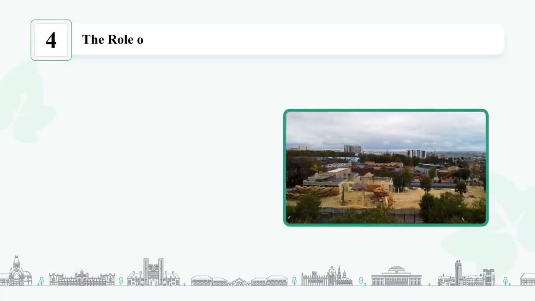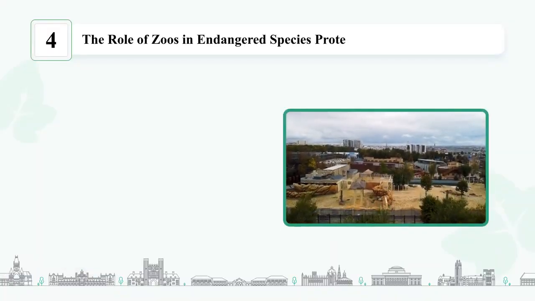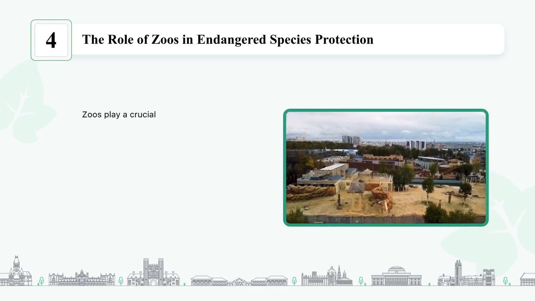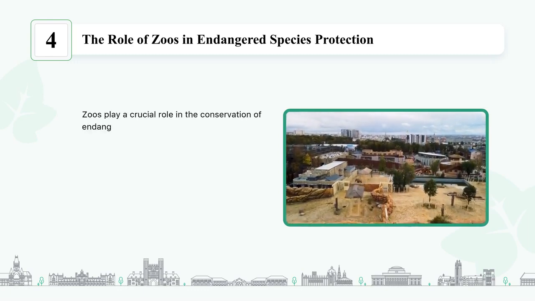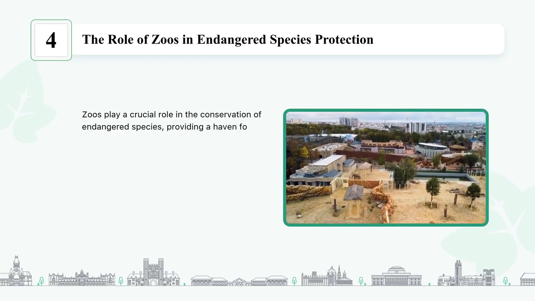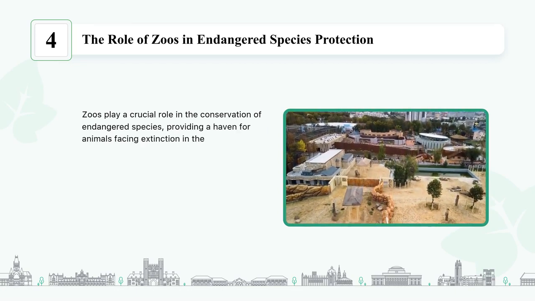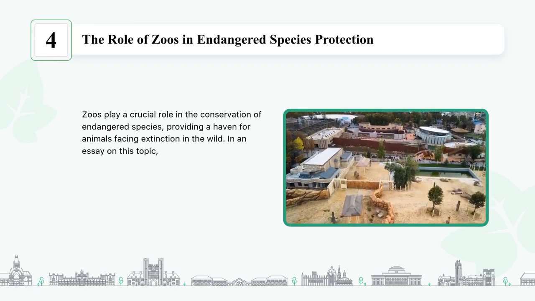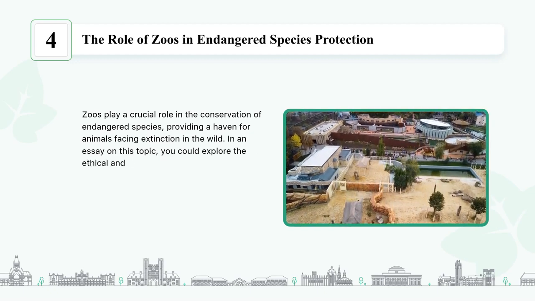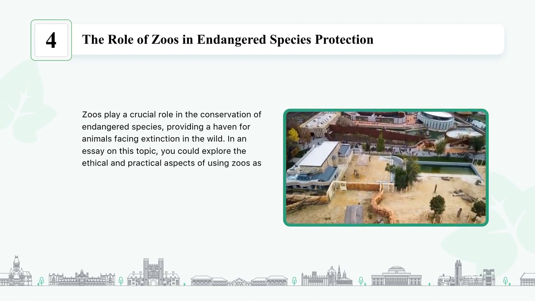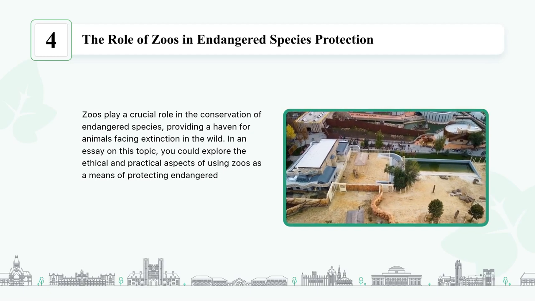The role of zoos in endangered species protection. Zoos play a crucial role in the conservation of endangered species, providing a haven for animals facing extinction in the wild. In an essay on this topic, you could explore the ethical and practical aspects of using zoos as a means of protecting endangered species.